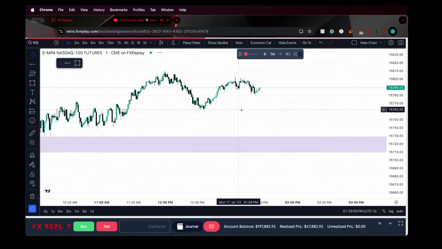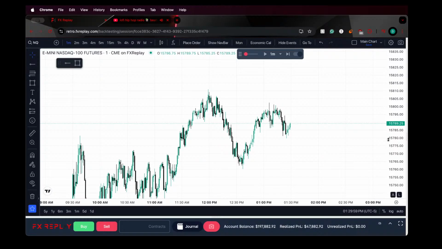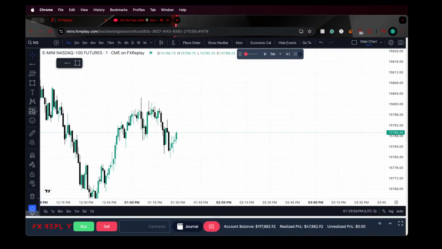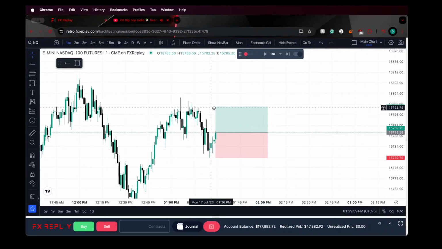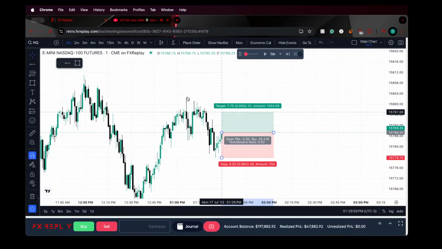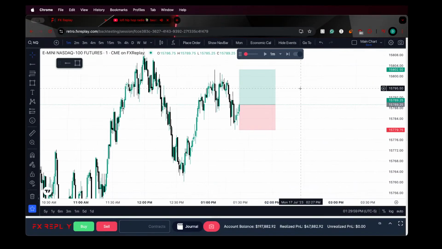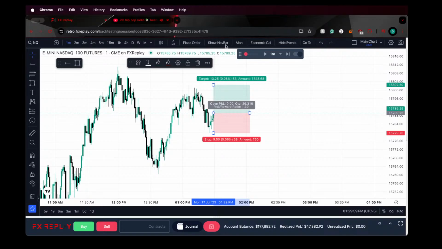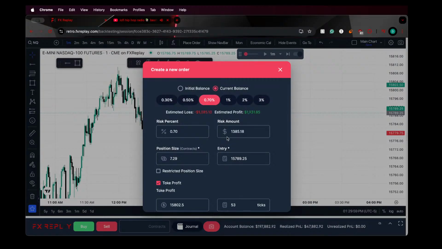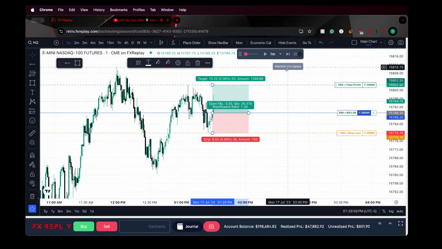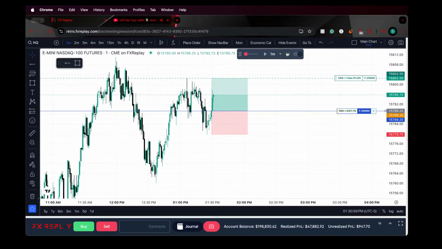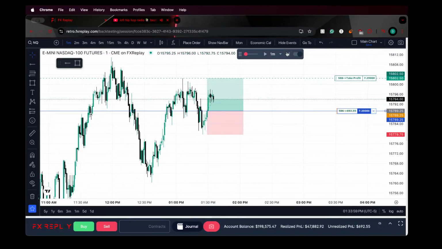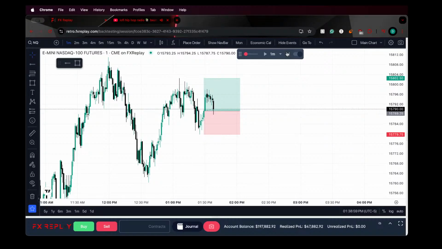Oh, that looks pretty good, honestly. Let's go ahead and try it for a little bit. Try to get this high up here. Place order. This is a decent setup. We'll do 0.7. Here is my break-even point. Okay, we got break-even.